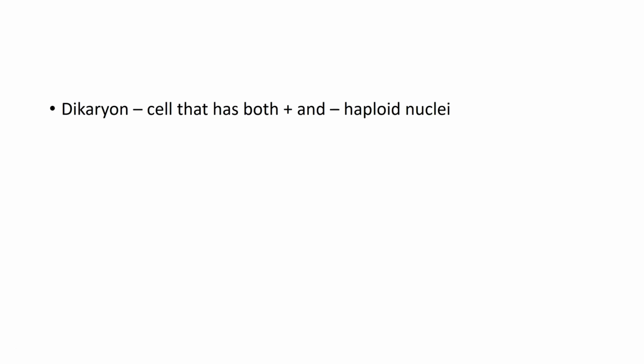Dikaryon. Normally we talk about diploid phase. In the diploid phase, you get a nucleus that is formed of part of the genetic material or the chromosomes from the one parent and part from the other parent. In the dikaryon, when you get the two gametes fusing together, the nuclei don't fuse. They stay separate. So what you've got is a male and a female, or a plus and a minus haploid nucleus in each cell, rather than having a combination of the two.